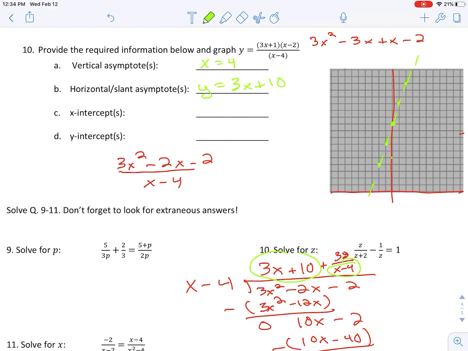Okay, oh, I have my y-intercept, right? My y-intercept is 0, 10. And my vertical asymptote was 4. Okay. Wow, this one really goes up a ways, doesn't it?